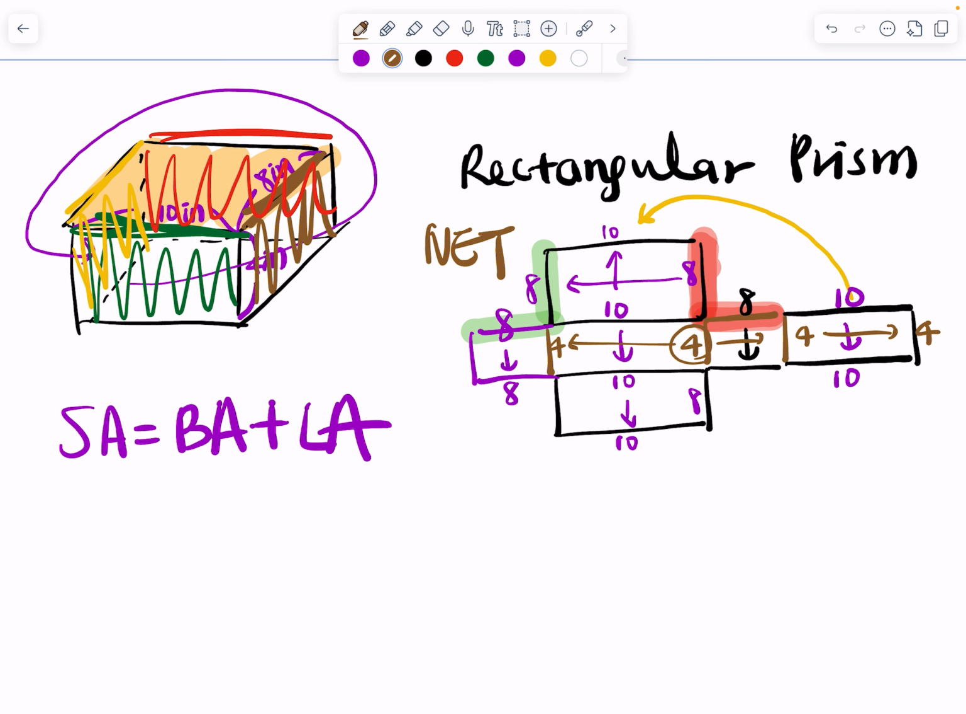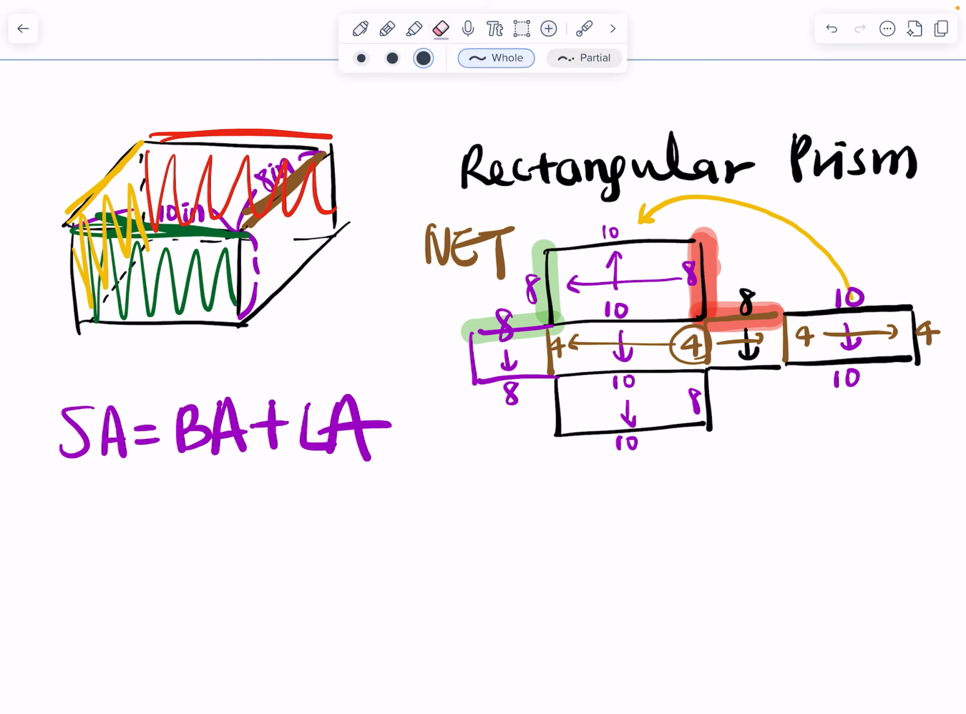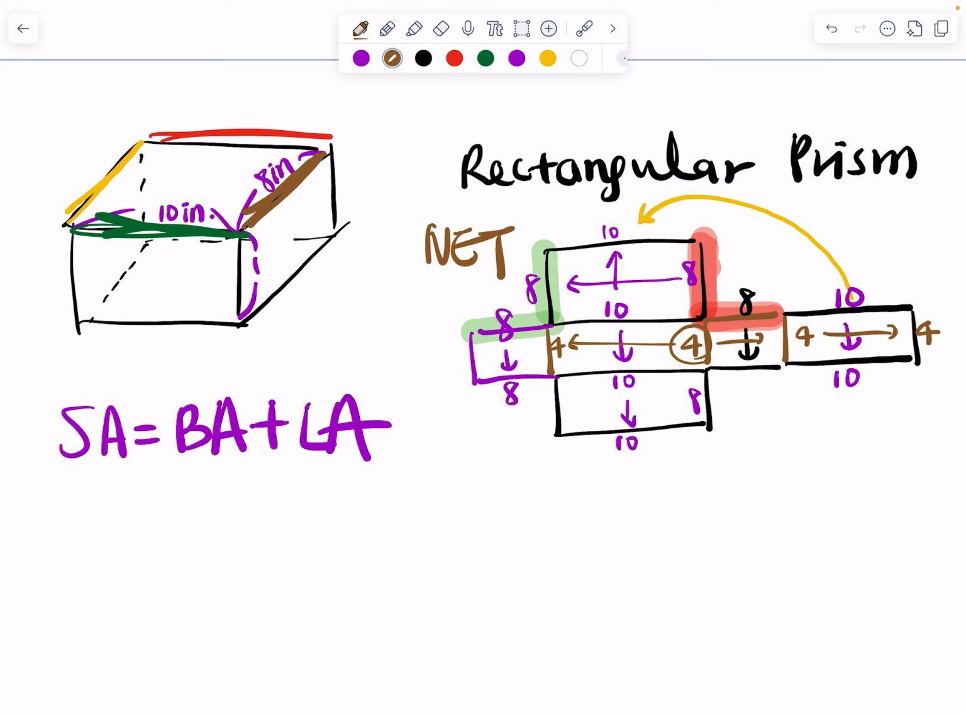Guys, please do not try to find the surface area of any 3D solid without drawing its net. It becomes a lot easier when you actually visualize, oh, what area, region, what face am I finding the area of? It's really confusing, especially when all the faces are all rectangles. It's confusing, you guys. So, check this out. How to find the surface area of a rectangular prism.